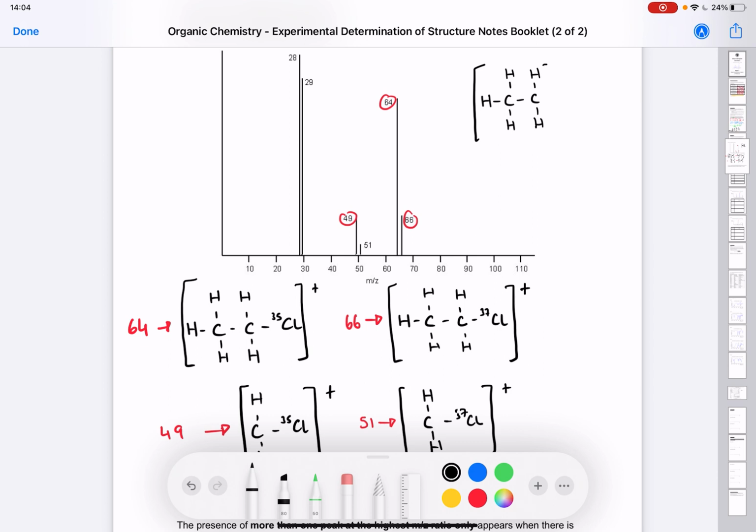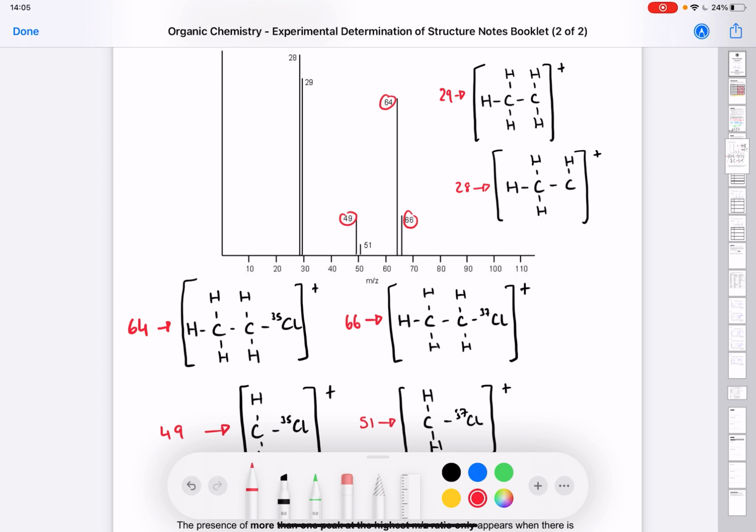So we can pop that fragment in a square bracket, and that fragment there is responsible for the peak at 29. Then the one at 28 will be the same structure but with 1 less hydrogen, so a couple of bonds being broken here. So we'll do something like that there, and that's responsible for the peak at 28.